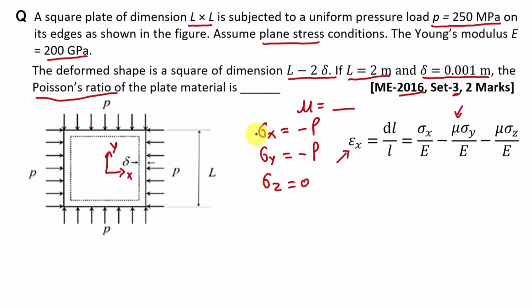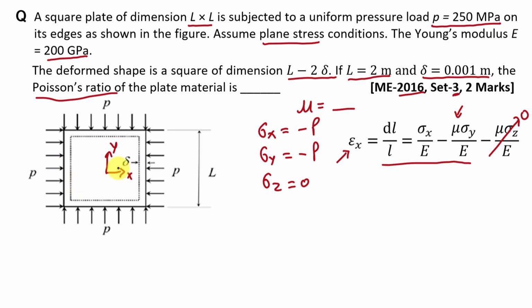In this case value of sigma x, sigma y and sigma z is known. Here sigma z is 0, so this term will be 0. So we will have these two terms. dl by L is equal to sigma x by E minus mu sigma y by E. Here this dl is change in dimension in x direction.